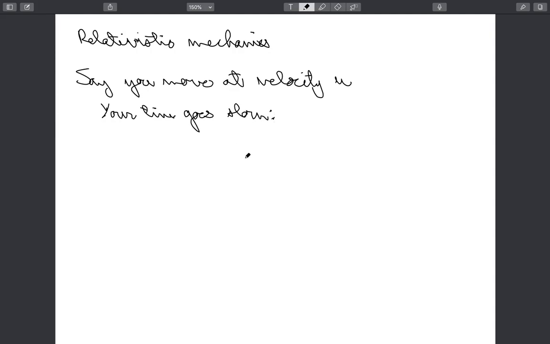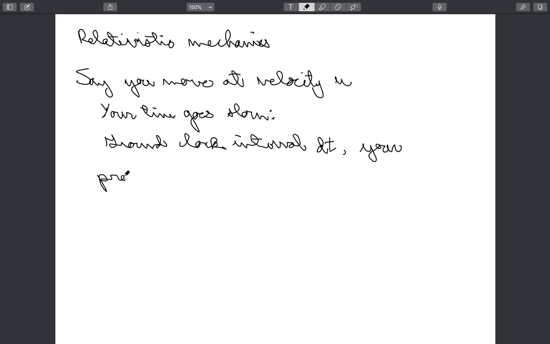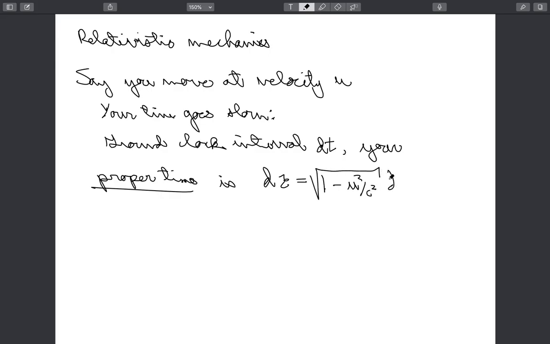Okay, so if you have a ground clock interval delta t, so I'll just write it dt. You've got your own time, which moves with you, your so-called proper time, d tau, which is, you remember this factor of 1 over gamma, so we'll write it explicitly here: square root of 1 minus u squared over c squared, times dt. Okay, so this is your proper time as compared to the ground clock time.